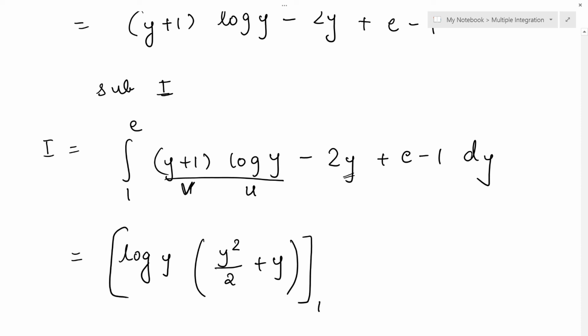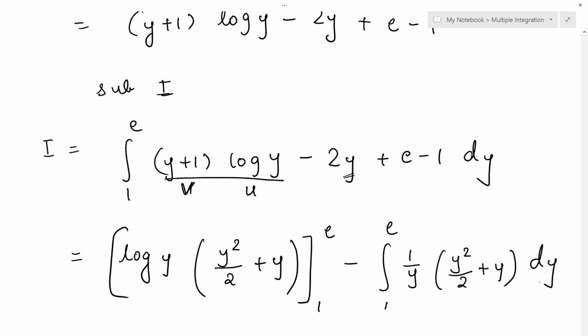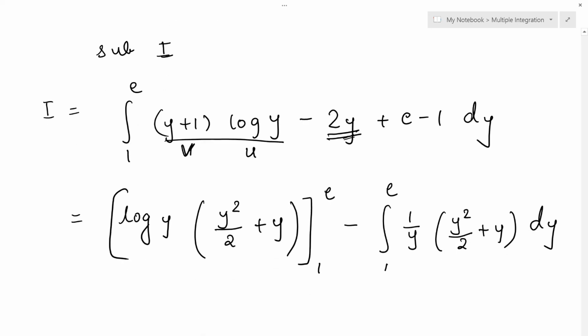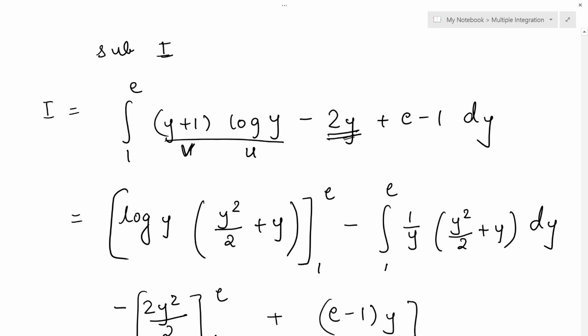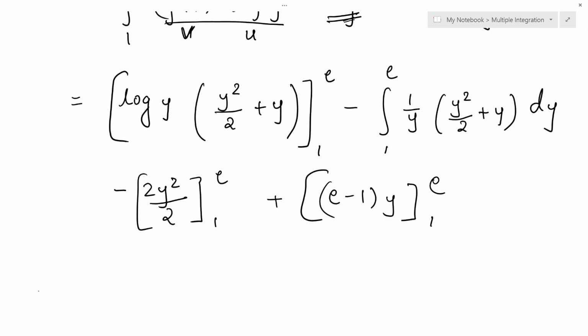This is 1 and e, and this will be integration of 1 to e. This will be log y, its derivative 1 upon y and its integration y square by 2, plus y dy. That will be by parts, right? After that the integration for this, so that will be minus 2y square by 2. Okay, the limits we'll write separately for this also, 1 and e, and then e minus 1 by y. The limits are 1 and e. Okay, so I have integrated the whole part. It's a bit lengthy although, but if we use by parts properly, the answers will be correct.